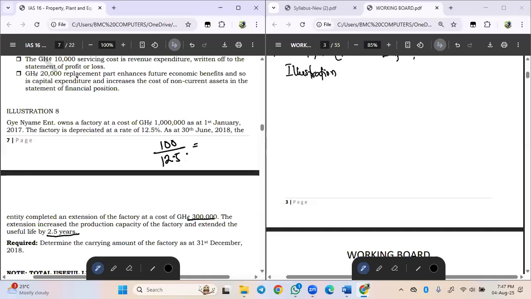8 years. Okay, so 8 years. So that is the useful life of the asset as at the 1st January 2017. Now, determine the carrying amount of the factory as at 31st December 2018. So they bought the asset on 1st January 2017. The subsequent expenditure happened on 30th June 2018.